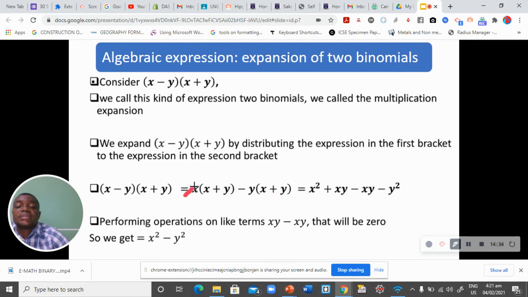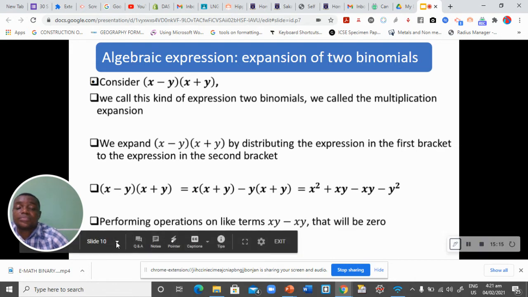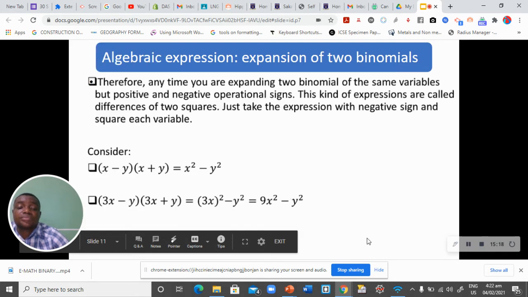So we start, x times x will give us x squared. x times y will give us xy. Minus y times x will give us negative xy. Then minus y times y will give us minus y squared. So we will get x squared plus xy minus xy minus y squared. You see that this positive xy and negative xy will go to 0. Then we get x squared minus y squared. So let's still take more examples under this.